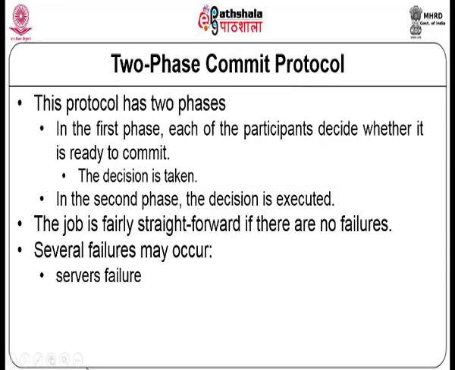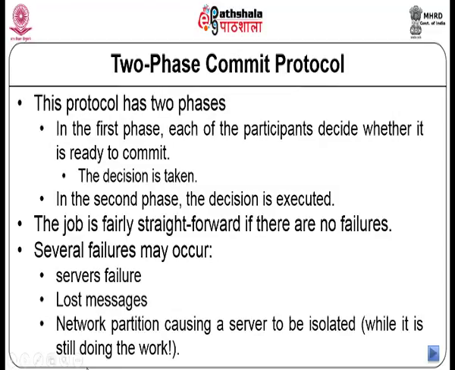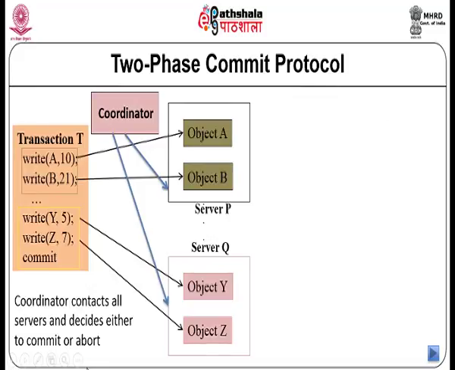So, we can have server failures, we can have messages being lost, and we can also have a network partition, by which servers, although they have not failed, may be isolated from each other and not be able to communicate with each other. So, let us look at this two-phase commit protocol example.